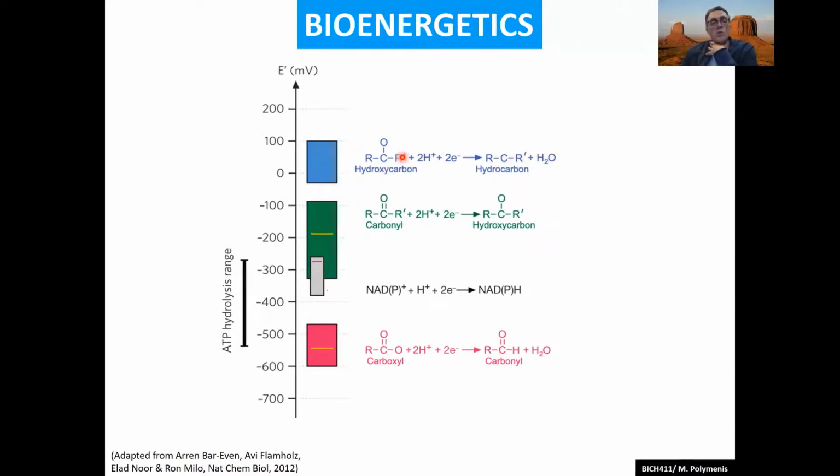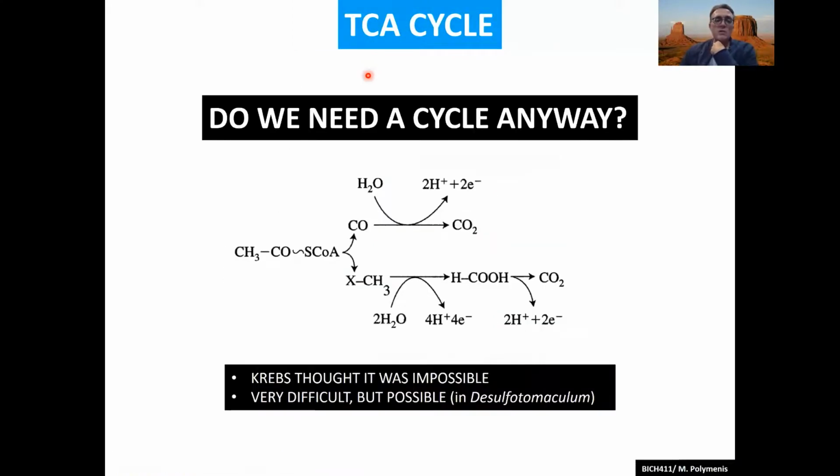The only way to reverse it and make it favorable is to find something above here with an even more positive E value. And so there are possibilities, but they're not very common in biological chemistry. It is for this reason that Krebs himself thought that it was impossible. So it turns out it's very difficult, but it is possible. It does happen in one particular bacterium, but it is difficult.